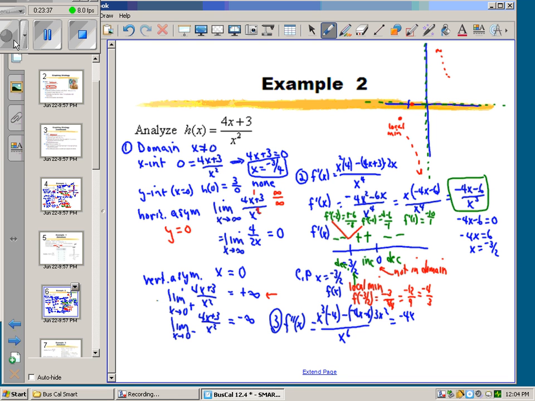Minus 4x cubed. I'll have plus 12x cubed. And then I'll have plus 18x squared. And all that's over x to the 6th. So now when I add like terms, I'm going to have 8x cubed plus 18x squared all over x to the 6th. Take out an x squared out of everything on the top, and you're going to end up with 8x plus 18 over x to the 4th. That's your second derivative.